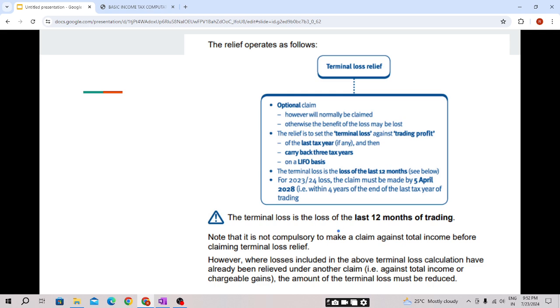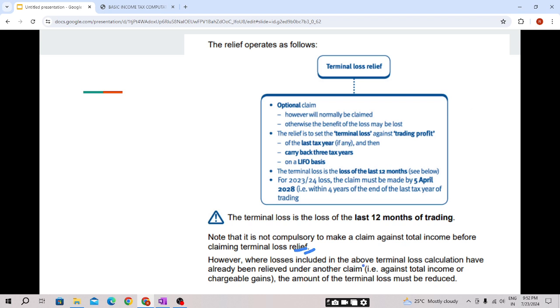The terminal loss is the loss of the last 12 months of trading. The last 12 months accounting period will be the terminal loss. Note that it is not compulsory to make a claim against total income before claiming terminal loss relief. So first we can claim this, or we can claim that. Either you can choose this or you can choose that. Before claiming the terminal loss relief, it is not compulsory to make claims against the total income.